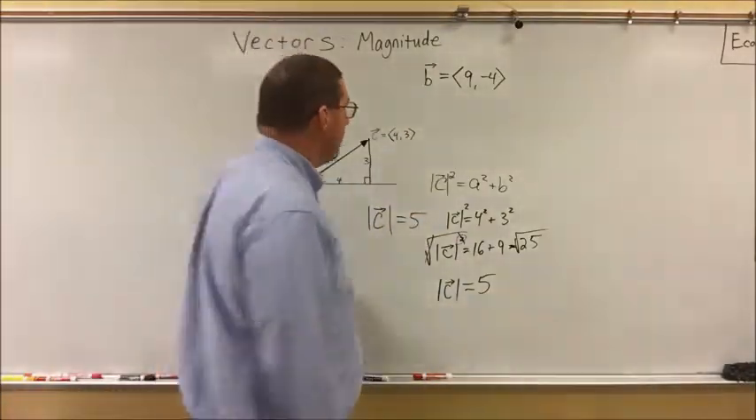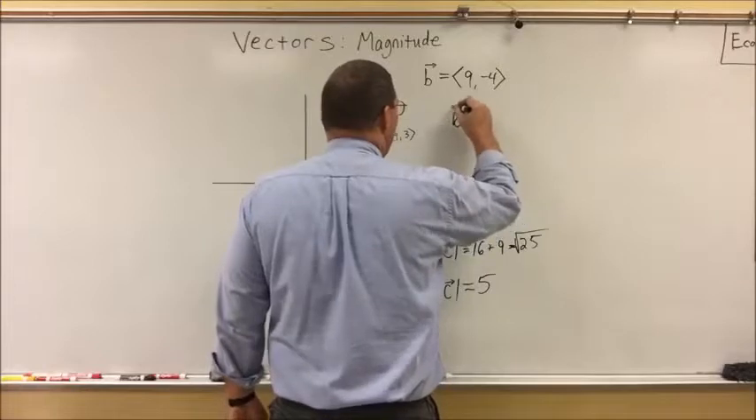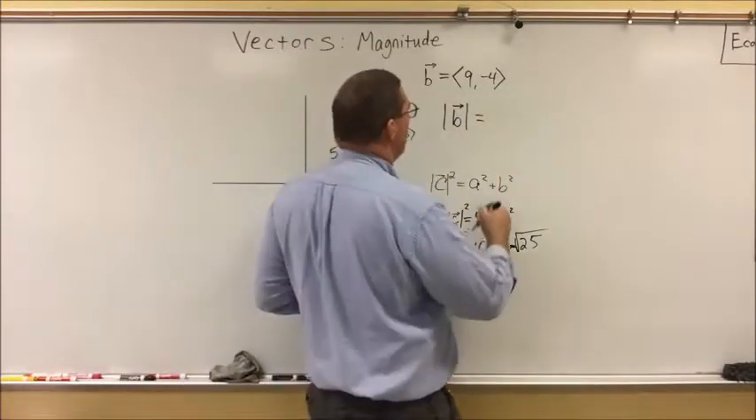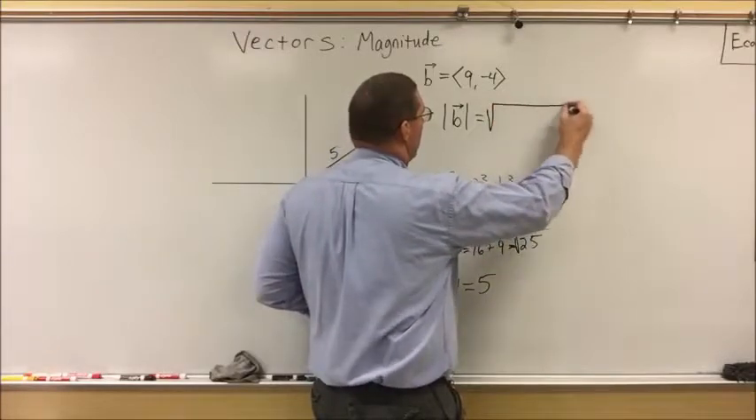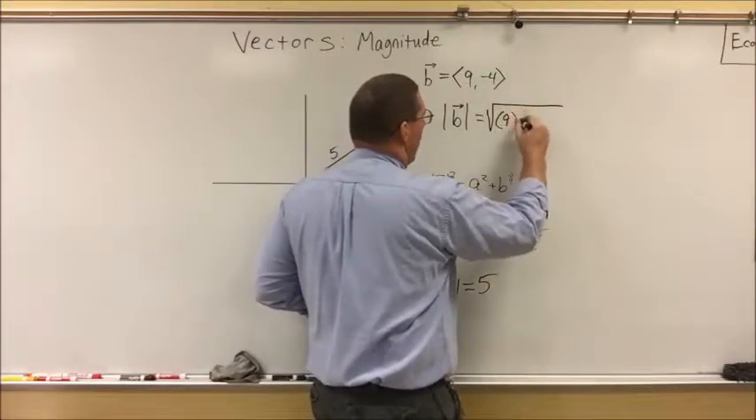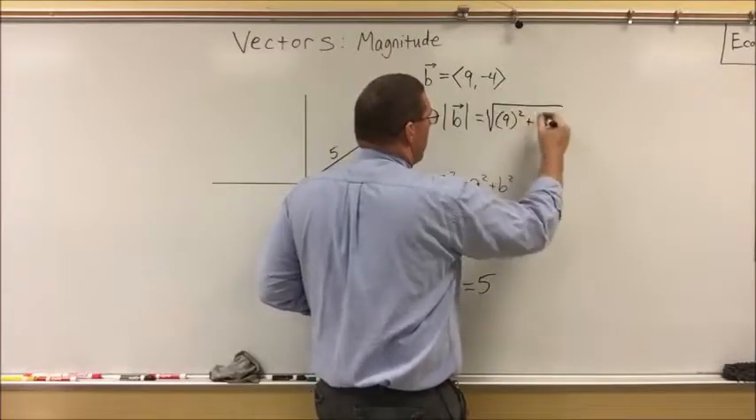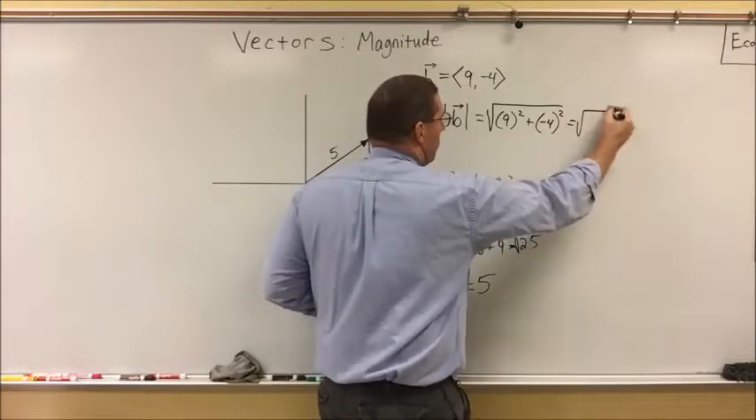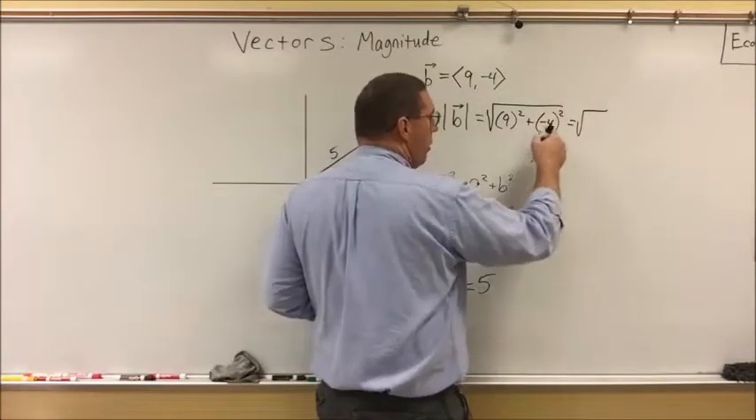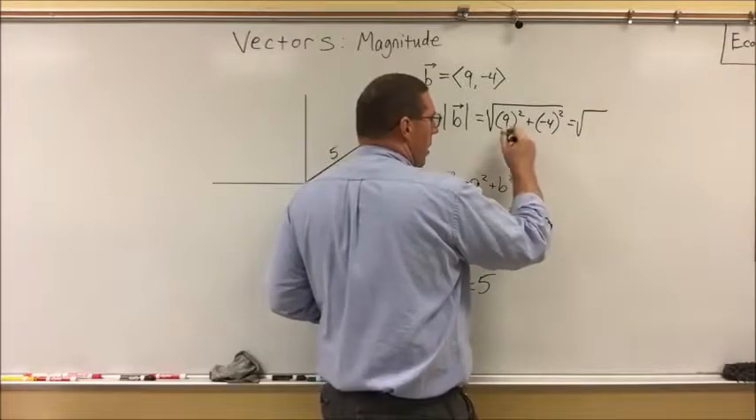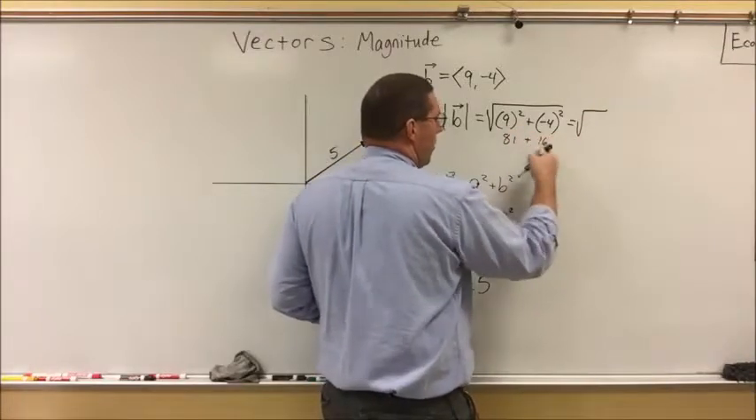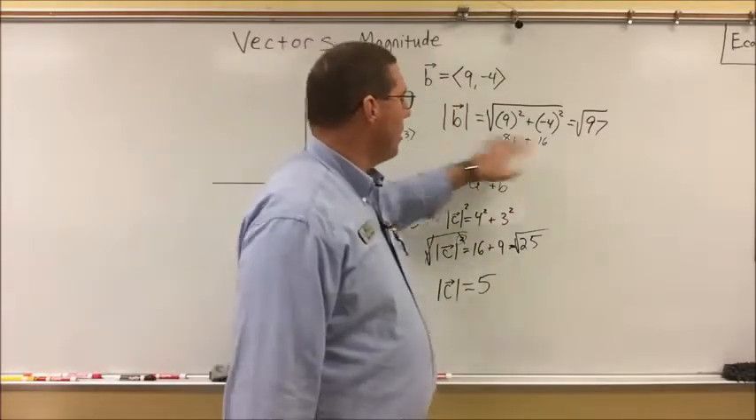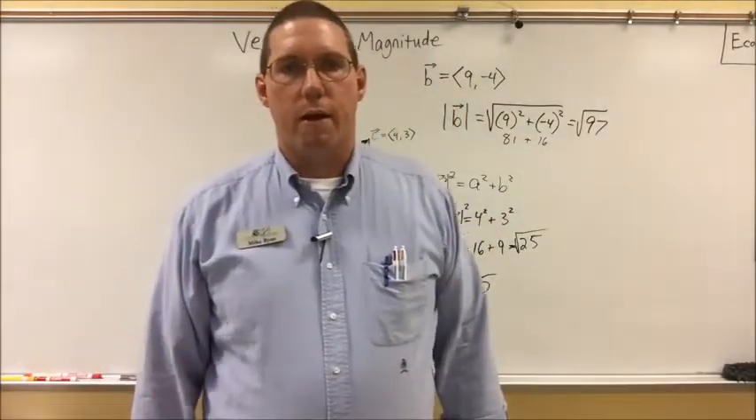So let's do this vector B right here. If we want to identify the magnitude of vector B, all we have to do is take the square root of the first component, 9 squared, plus the second component, -4 squared. So that's the square root of 81, since 9 squared is 81, plus 16, since -4 squared is 16. 81 plus 16, that's 97. That can't be reduced, so the magnitude of vector B is just simply the square root of 97.